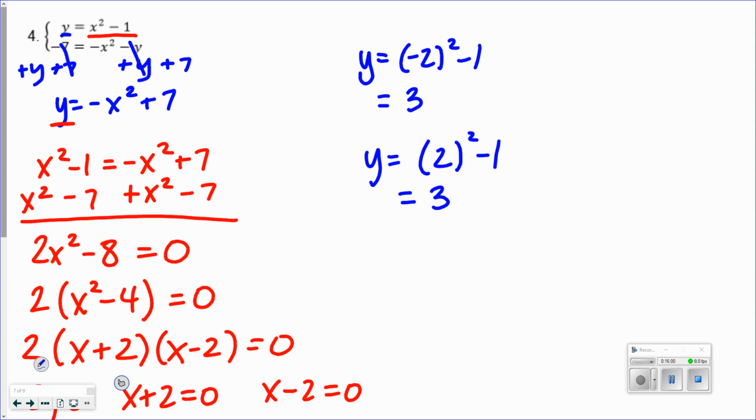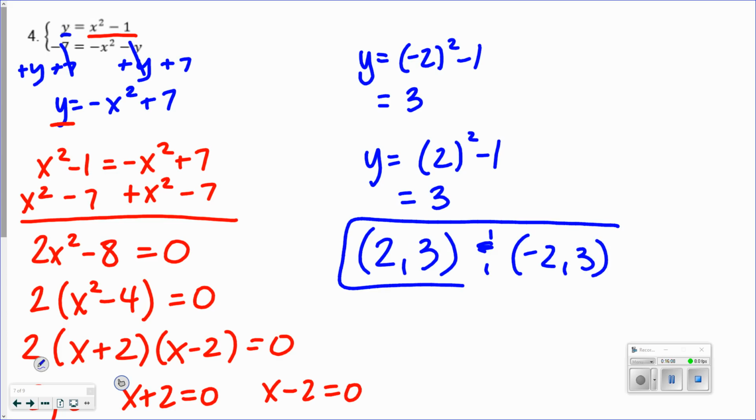All right. Go ahead and pause it. Try number 5. See how far you get, and then from there, unpause it and then check your answer. All right, so hopefully you paused it.